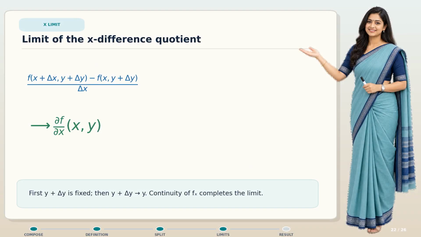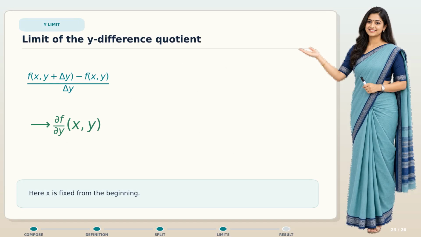Consider the first quotient carefully. For each small delta t, y plus delta y is fixed inside the quotient, while x changes by delta x, so it is an x-direction difference quotient. As delta t tends to 0, delta x tends to 0, and y plus delta y tends to y. Because the partial derivative f sub x is continuous, this quotient tends to partial f by partial x at x, y.